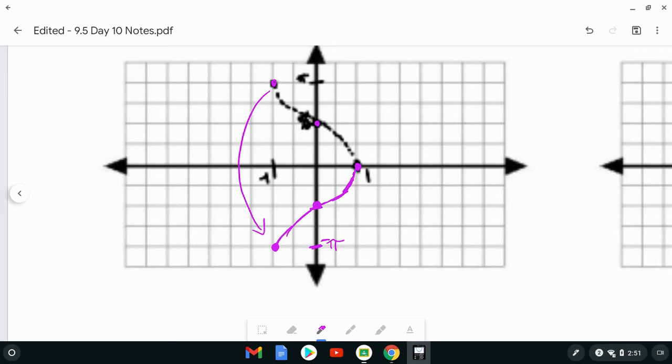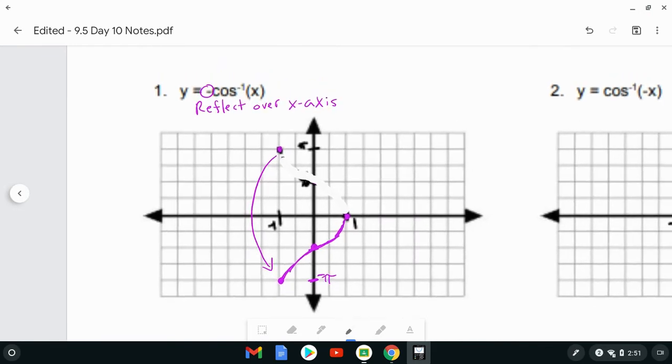So the purple there is your final graph. Again, this dotted one is a little bit thicker because I saved the PDF in advance, but you don't need that anymore. So the purple one is the negative cosine inverse of x.